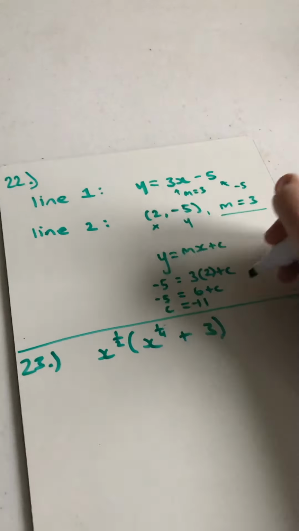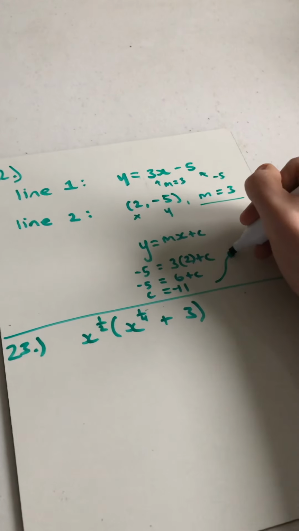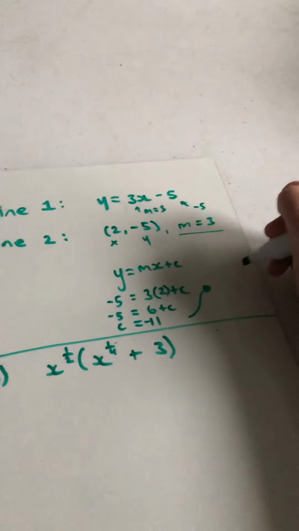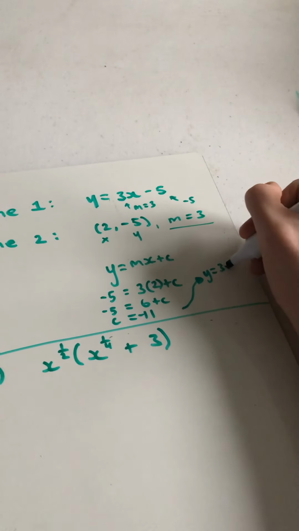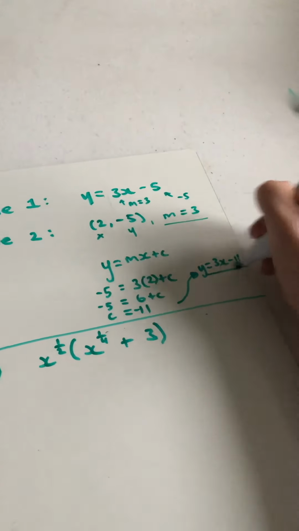So putting that all together, we'll just bring an arrow over here. My equation of the second line is y equals mx plus c, which is y equals 3x minus 11.